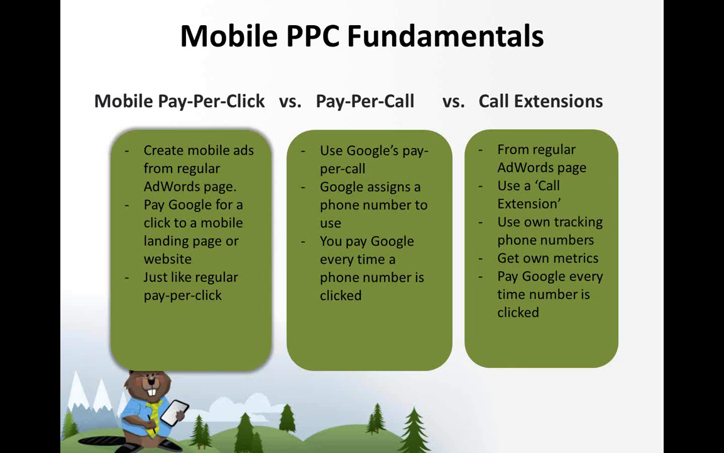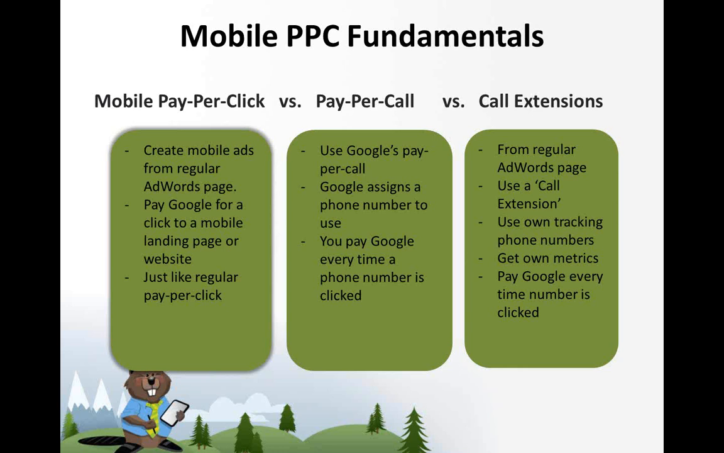Then there's a third option, which is call extensions, and this is what we recommend in the mobile space. You do this from your regular AdWords page. You use a call extension. We'll show you how to do that. We'll show you some screenshots in a moment. And then you can use your own tracking phone numbers, not Google's. So therefore, you get your own metrics. And then you pay Google every time the number is clicked.